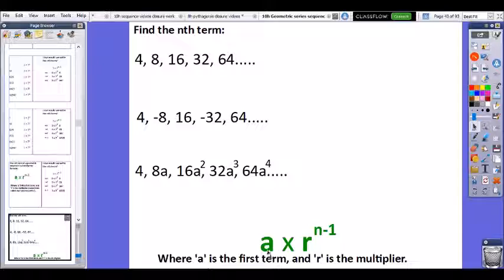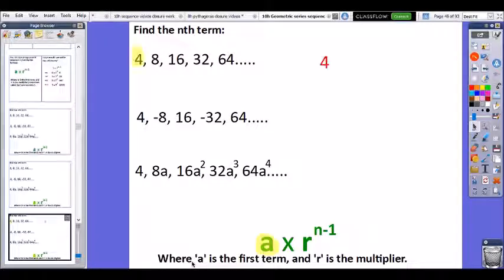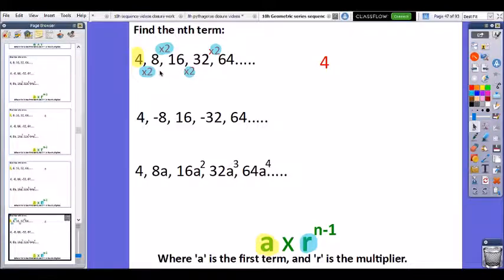So we need to start off with the a bit. a is the first term. So the first term in this sequence is 4. So the first part of the nth term is 4. Let's look at the r bit now. r is the multiplier. So what is this being multiplied by each time? This one's quite easy. We're just multiplying by 2 every time, aren't we? So the r bit is 2, and then it's to the power of n minus 1. So this is the nth term of that sequence.